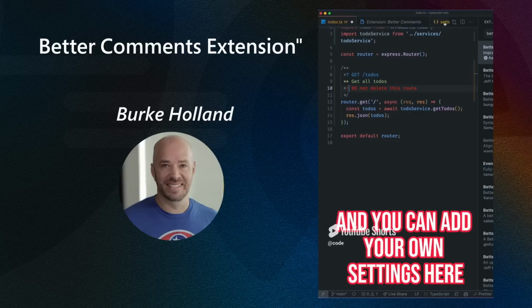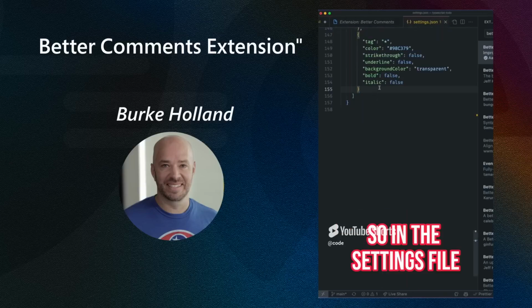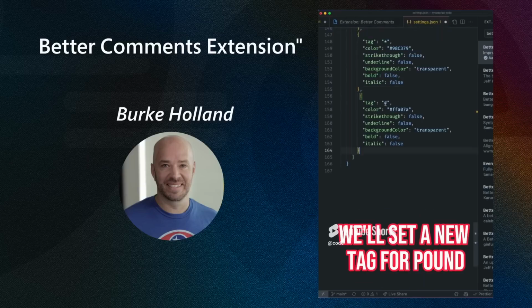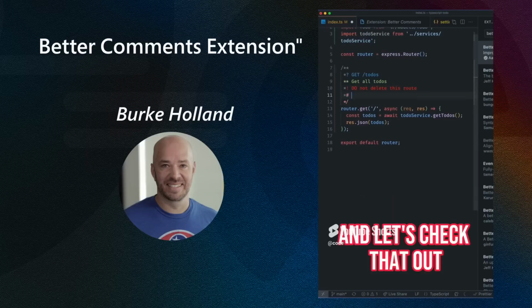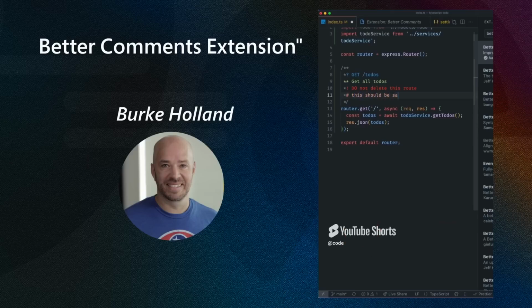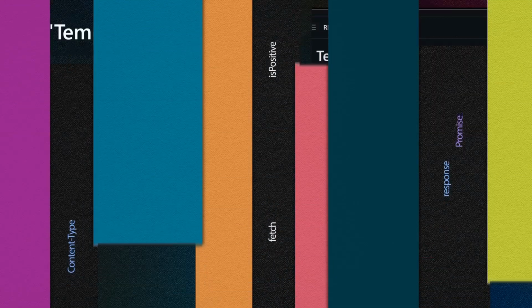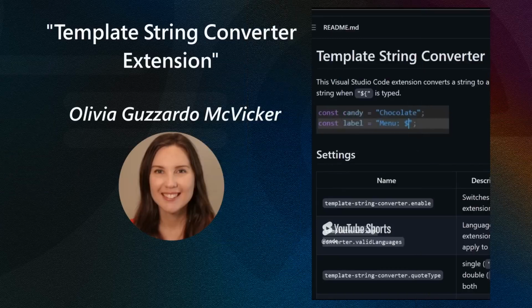And you can add your own settings here. So in the settings file, you can add these things called tags. So let's add a new tag for pound, which should allow us to put things in salmon. And let's check that out. This should be salmon. All right. That's Better Comments.